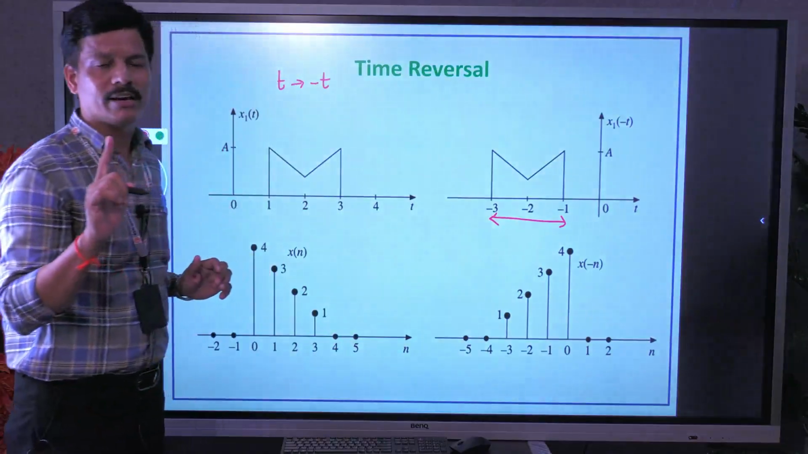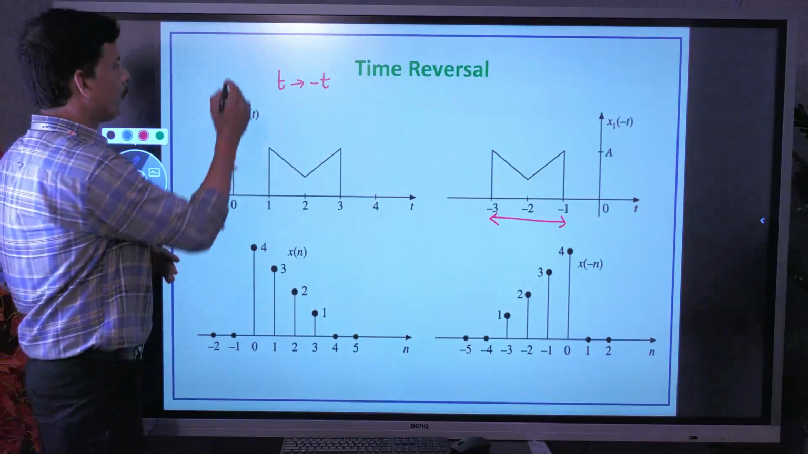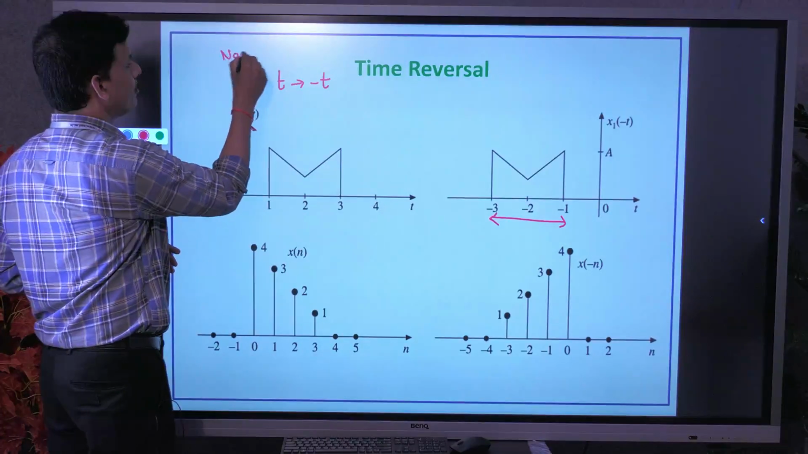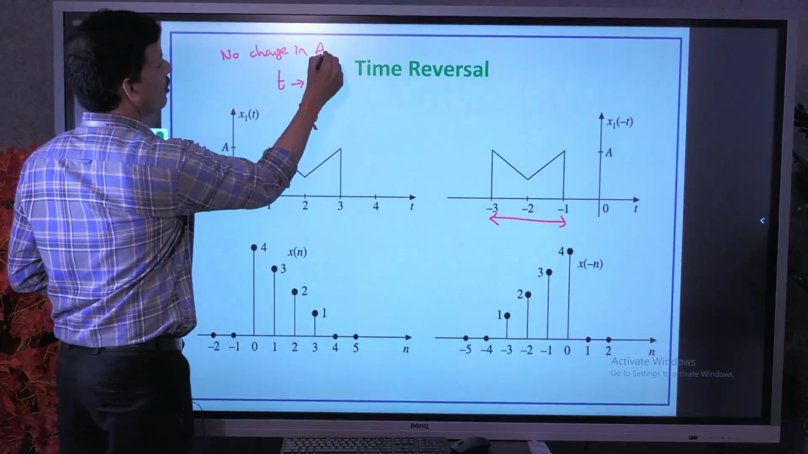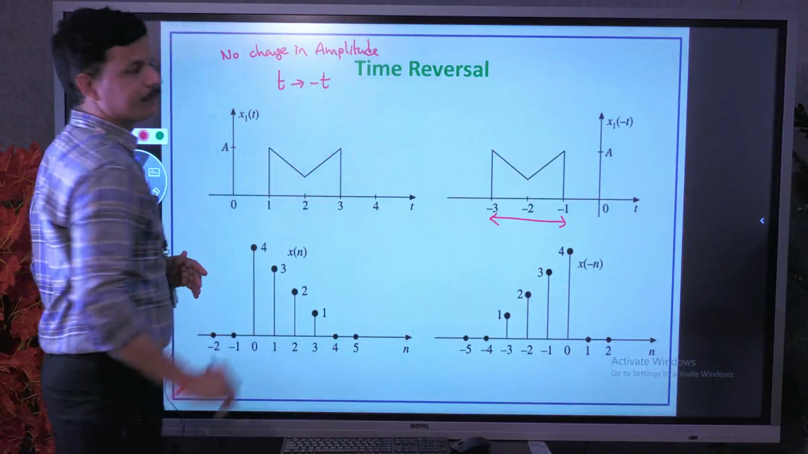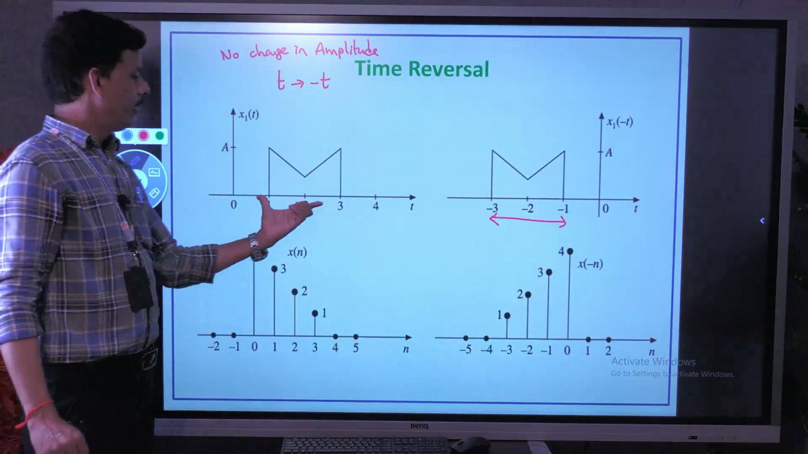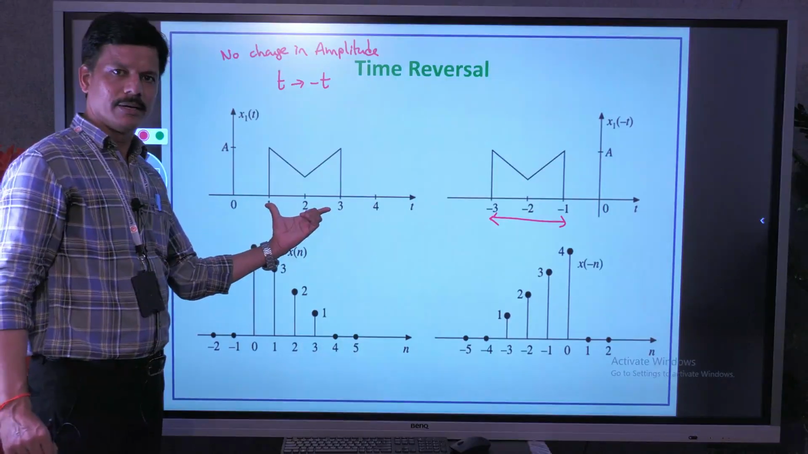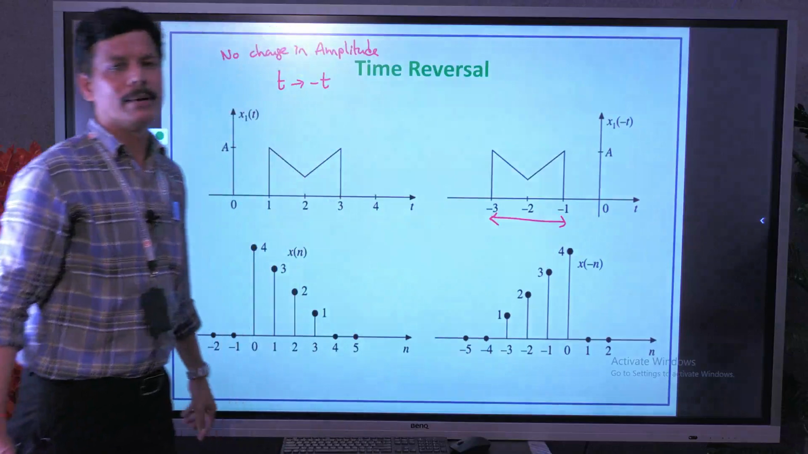Only time values are reversed. There is no change in the amplitude. That is very important. No change in amplitude. Only time values are reversed. Here it ranges from 1 to 3, so the time reversed one ranges from minus 3 to minus 1.